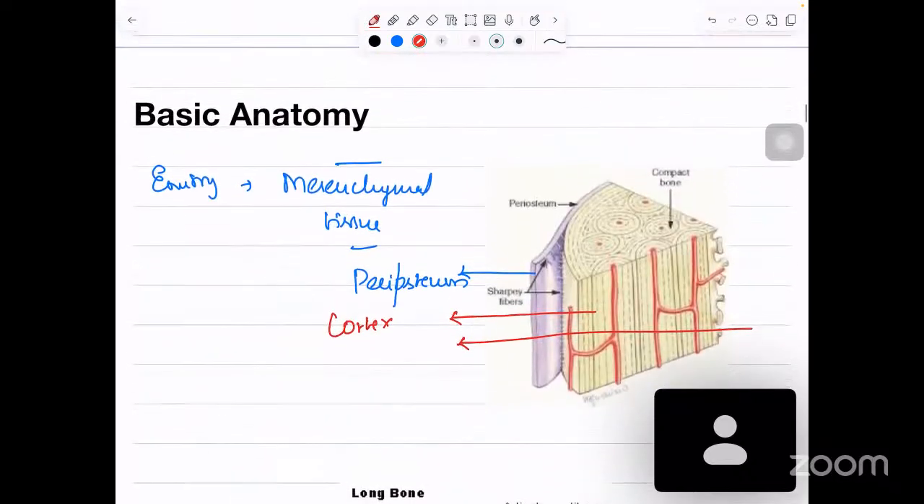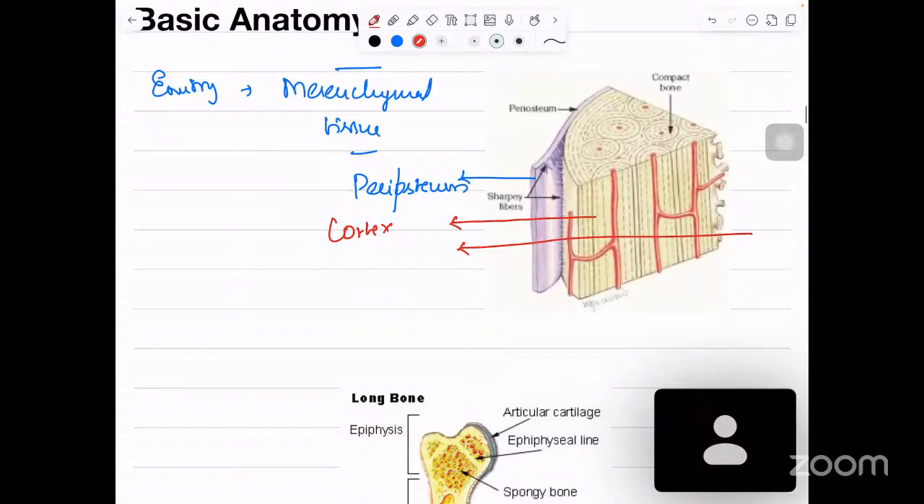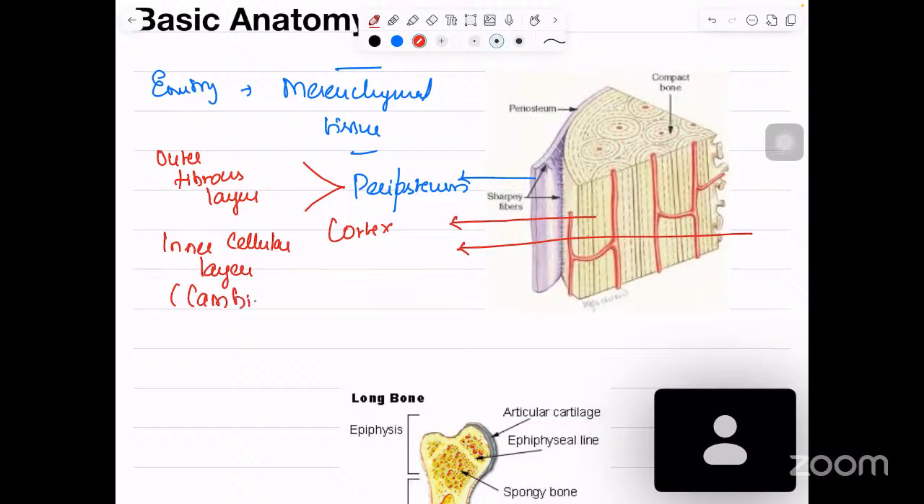Now, this periosteum, we will dissect still more into two layers. One is an outer fibrous layer and an inner cellular layer. This layer is also known as the cambium layer.